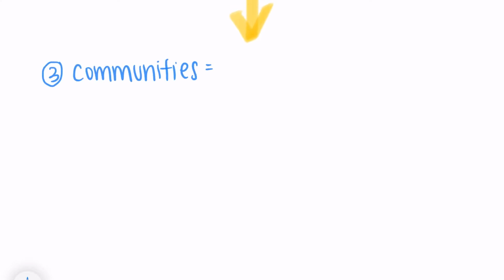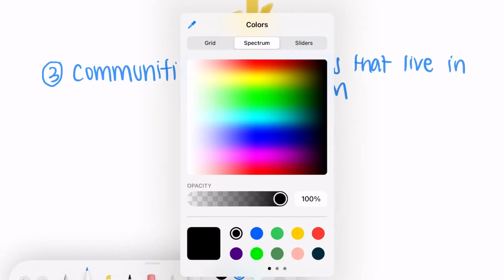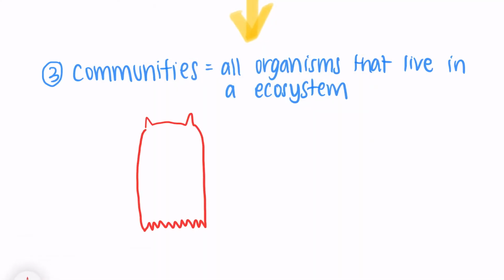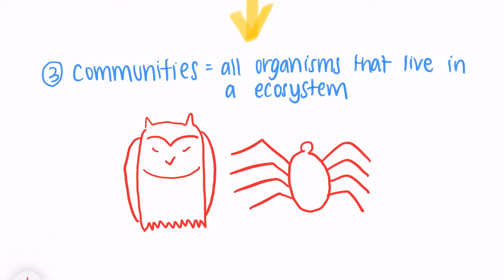A community is made up of the entire organisms that live in an ecosystem. The communities in a forest ecosystem would include the owls, spiders, trees, other plants, and even the bacteria that you can't see.